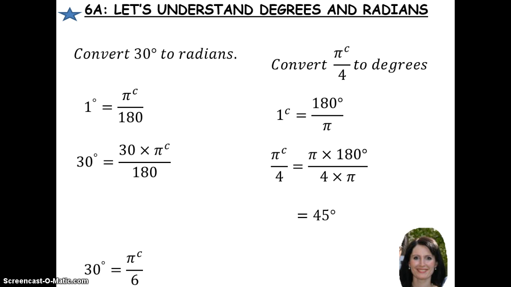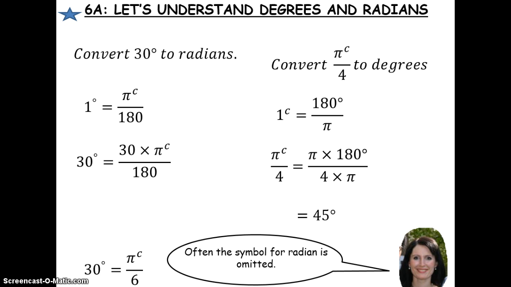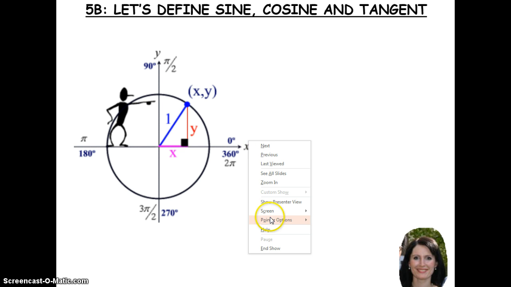Of course it does, because when we're talking about degrees, that's what we do. Also remember that often the symbol for radian is omitted. So if you see it just pi on 6, they're talking about radians, whereas for degrees, they'll always put the little degree sign there. And that's the first part, that's 6A.